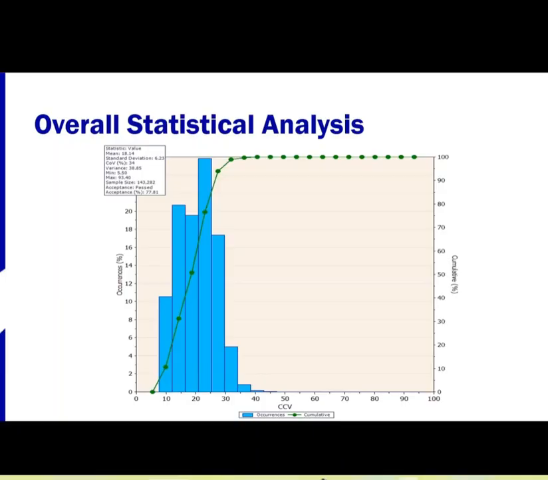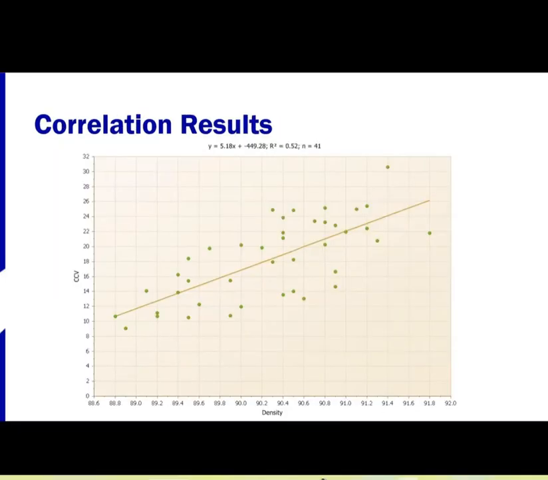Every data analysis also includes a statistical analysis, showing you the histogram and cumulative distribution. Veta also includes correlation analysis if you do have spot test data and you want to correlate it to the IC data. In this case, it is density versus CCV, or compaction control value, from Sakai.